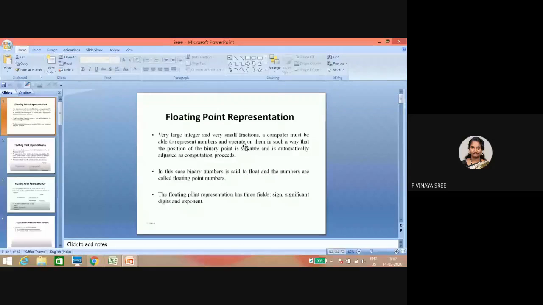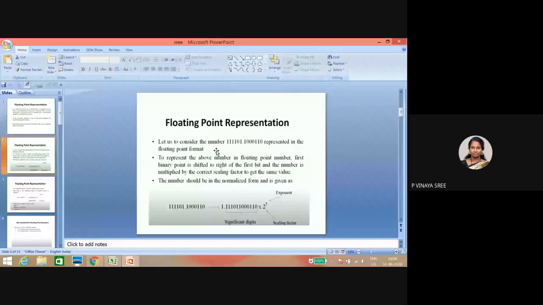Use when there is a fractional part representation. So here, everyone note down, floating point representation is very important. Why we go for floating point representation is whenever you have such a big number and even small numbers, in order to store that, you take some maximum. So how to represent that is using floating point representation.